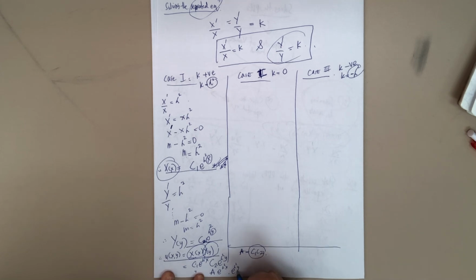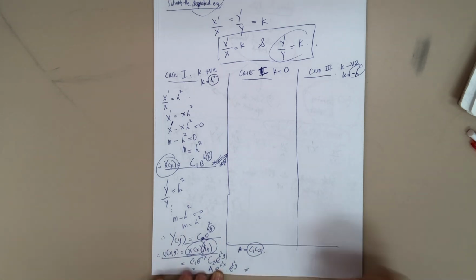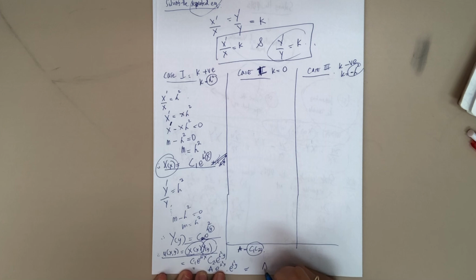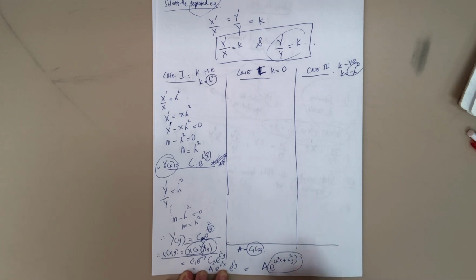When it's multiplication, it doesn't matter the notation. But I suggest you simplify this one, because both have e and only the power is different. So it will be e to the lambda square x plus lambda square y. This one you need to see, why did I write it like this?